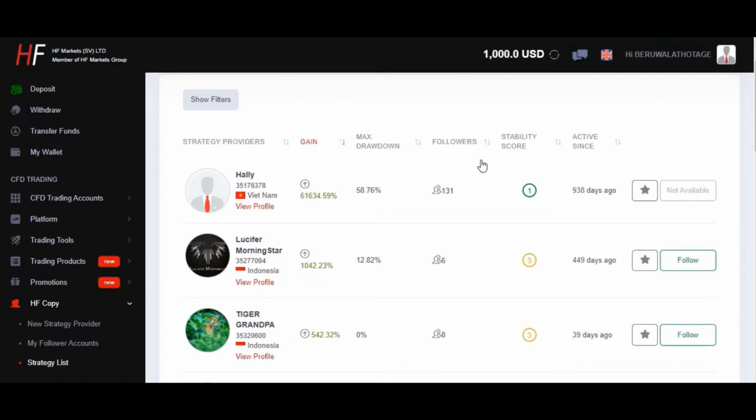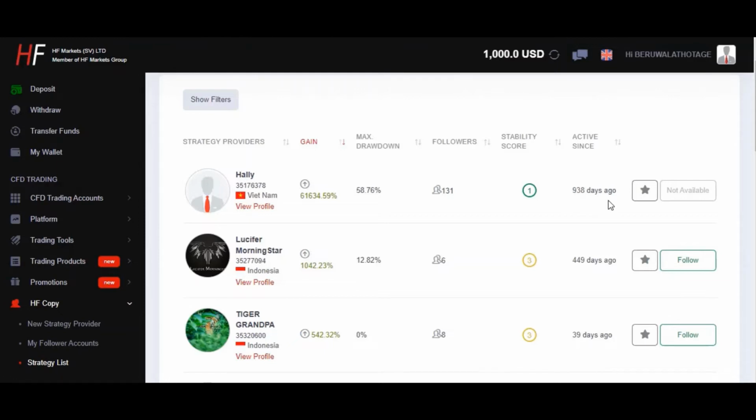The high number of followers means that he or she is performing well. And for the stability score, if a strategy provider's stability score is 1, it means he or she is more steady, and if the stability score is 5, it means he or she is very weak in trading. So you should not follow persons whose stability score is very high. 1, 2, even 3 is okay, but 4, 5 is worse. You should not follow. The other thing is active since.